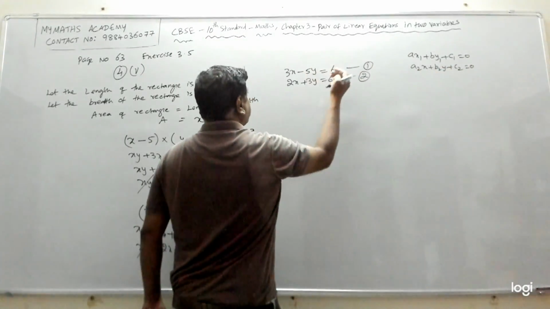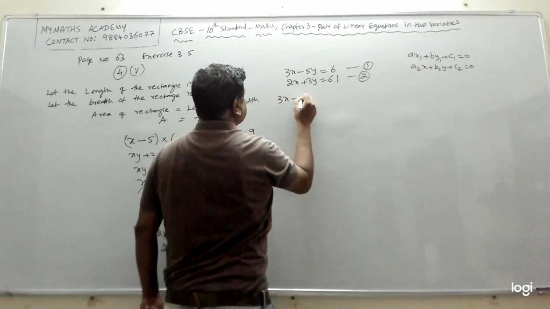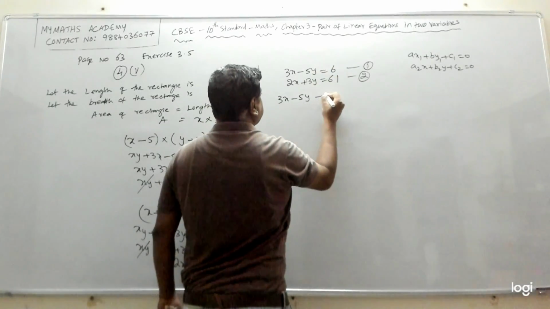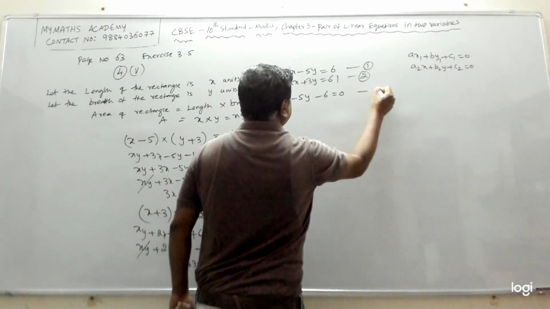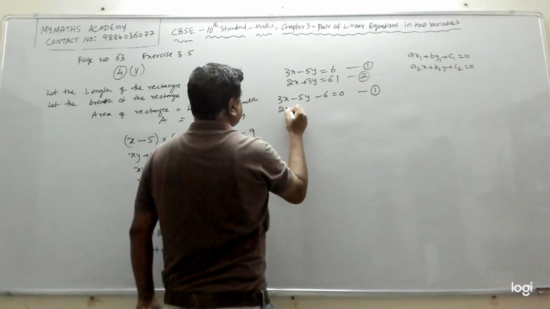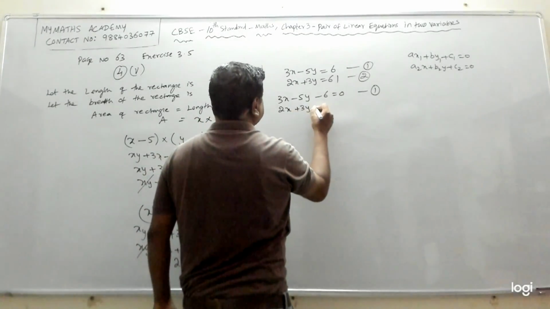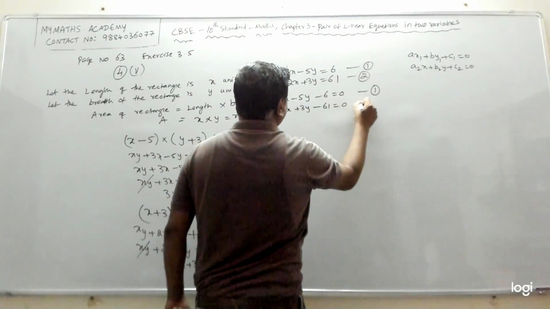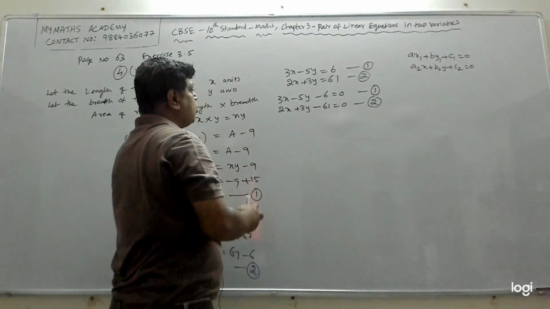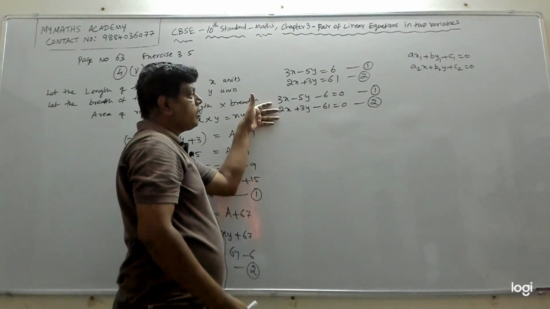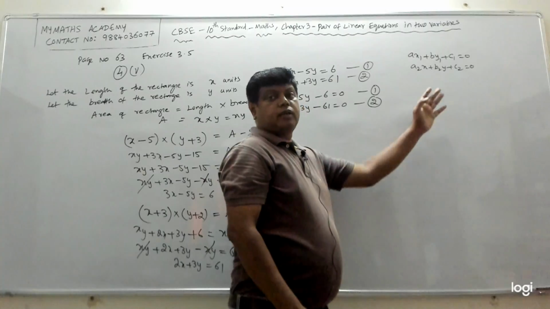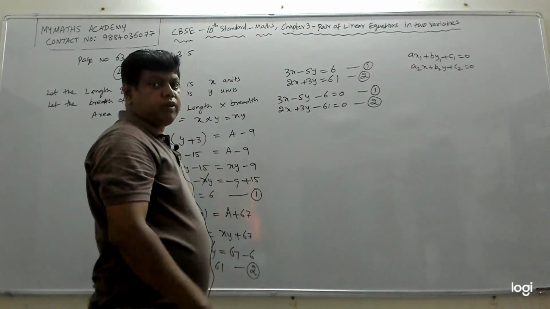So we should bring everything to the left side. This becomes 3x minus 5y, and this 6 will come here to become minus 6 equal to 0. This is equation 1. Equation 2 becomes 2x plus 3y minus 61 equal to 0. Now both the equations have been rewritten in the form matching the general form of a pair of linear equations in two variables.